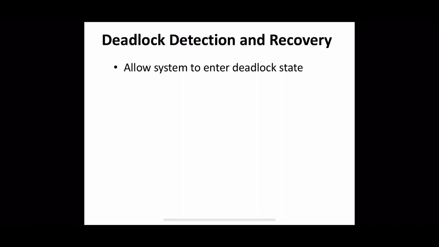In such cases, the system has to use some algorithm to find out whether a deadlock has occurred or not. And if a deadlock has occurred, it has to devise some other algorithms to recover from the deadlock state. So this is how it will proceed in case of the third method of deadlock handling.